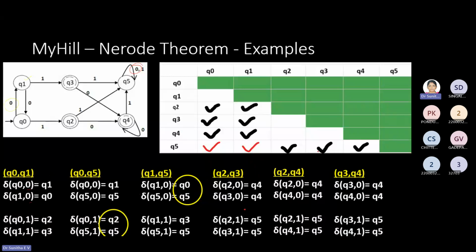Okay, so step three is this. Then we have to repeat the same process again. Again, we check whether this Q1, Q0 is a marked pair or not.